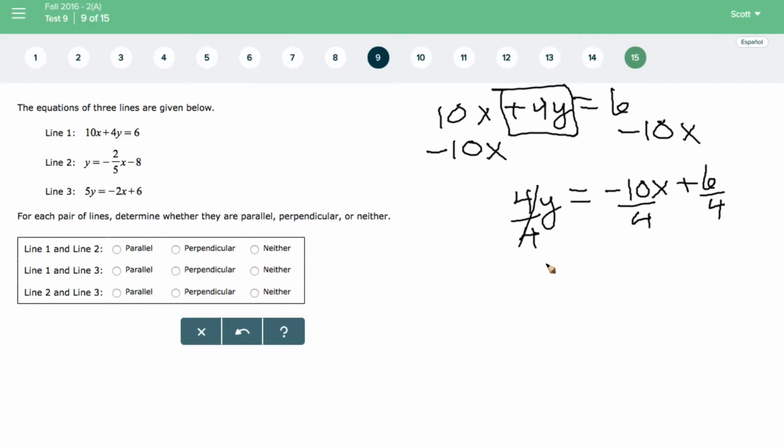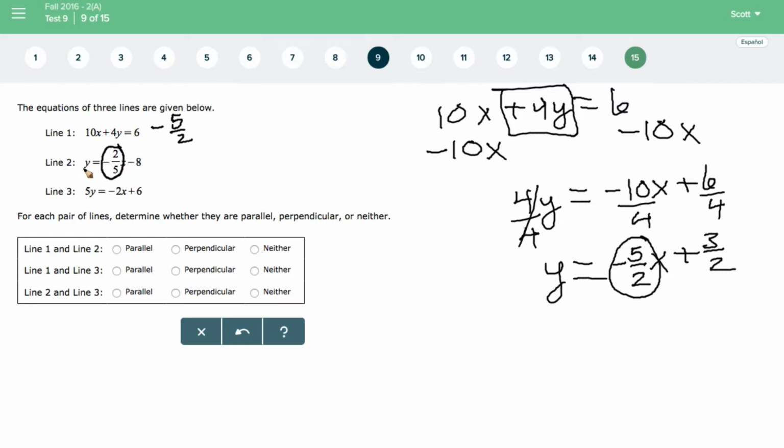That cancels out, leaving us with y equals negative 10 over 4, which is the same thing as negative 5 over 2x. And 6 over 4 is the same thing as 3 over 2. So that's simplified. Here's my slope, negative 5 over 2. Here's my slope for this one, because it's already solved for y. It's in the y equals mx plus b form.